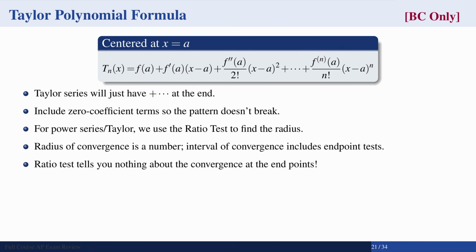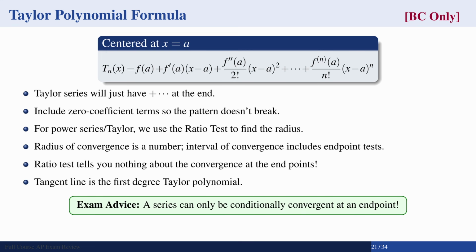And one thing to keep in mind, it's not really weird, it's just a fact: the tangent line to a function is the first degree Taylor polynomial. So sometimes in a problem, they'll give you the tangent line and a way to generate further derivatives. You have to recognize that the tangent line is already the first degree polynomial and go from there. And as I mentioned previously, a series can only be conditionally convergent at an endpoint. So when they tell you about that, they're kind of telling you the radius of convergence.